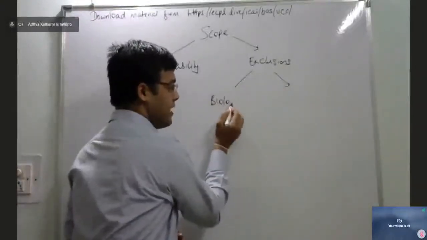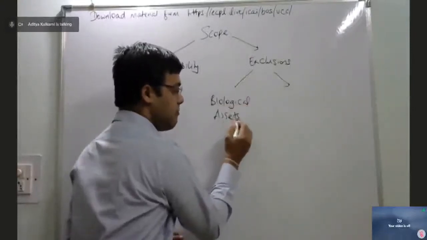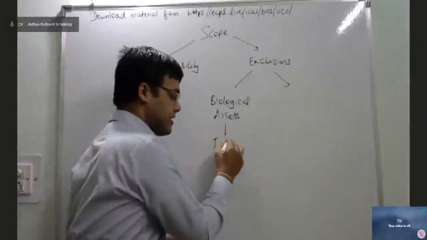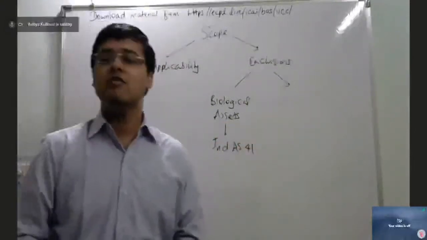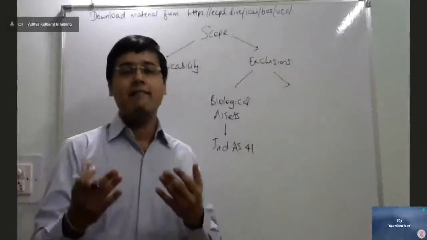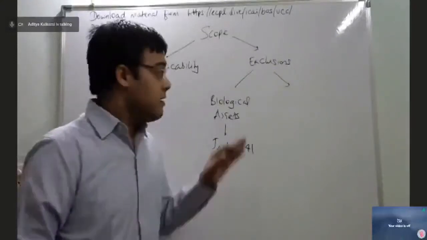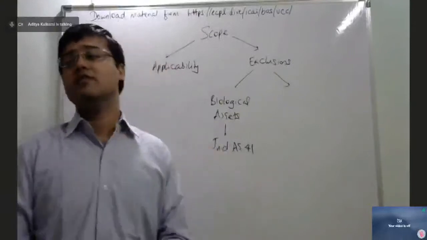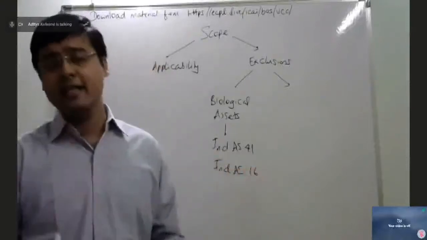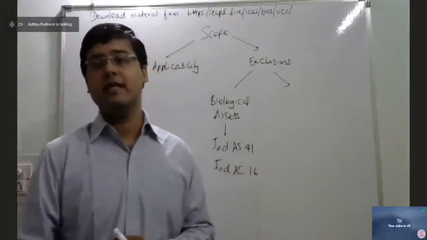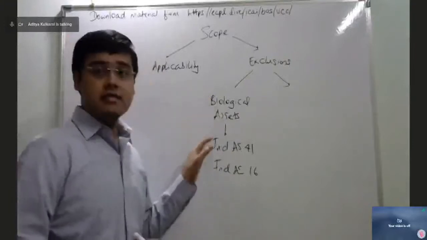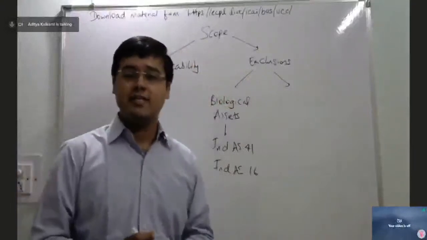The first one is biological assets. So what is a biological asset? You will have to refer to the next standard after Ind AS 40, that is Ind AS 41. Biological assets means any living animal or plant. That also has a fair value model under Ind AS 41, but it is dealt with in accordance with Ind AS 41 requirements. You will also have to refer to Ind AS 16, where there is a discussion on bearer plants. So these elements are excluded from the purview of investment property.